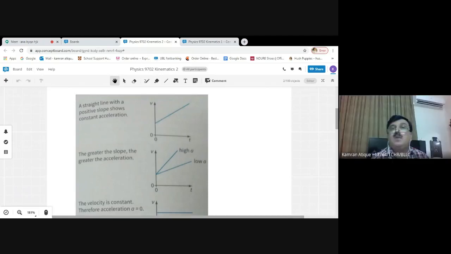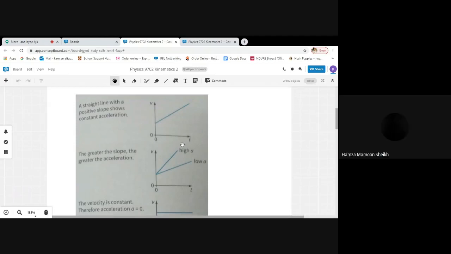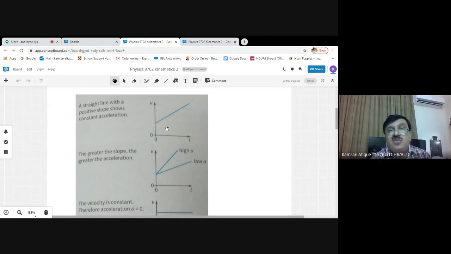Okay, sir. So, if this is a speed time graph, we have plotted on the y-axis the value of speeds and on the x-axis the values of time. Right, Hamza? Yes, sir. The graph is a straight line. This straight line is giving us some value of speed.